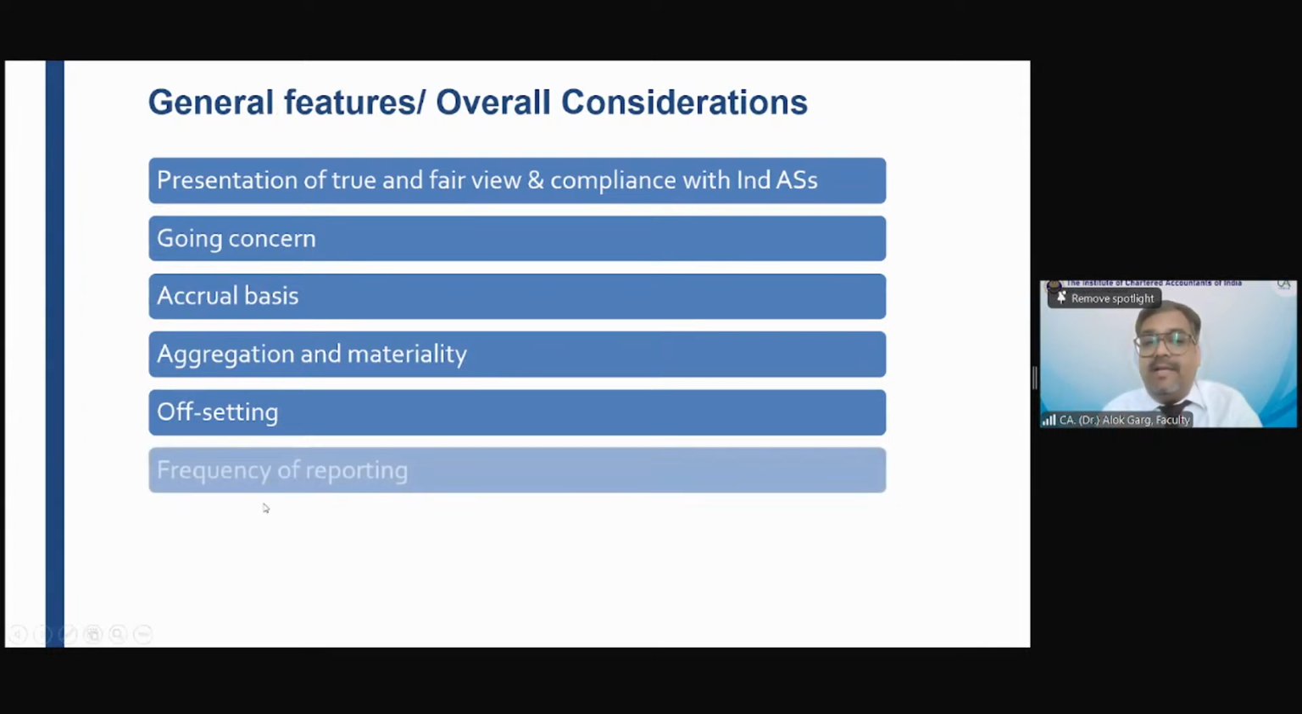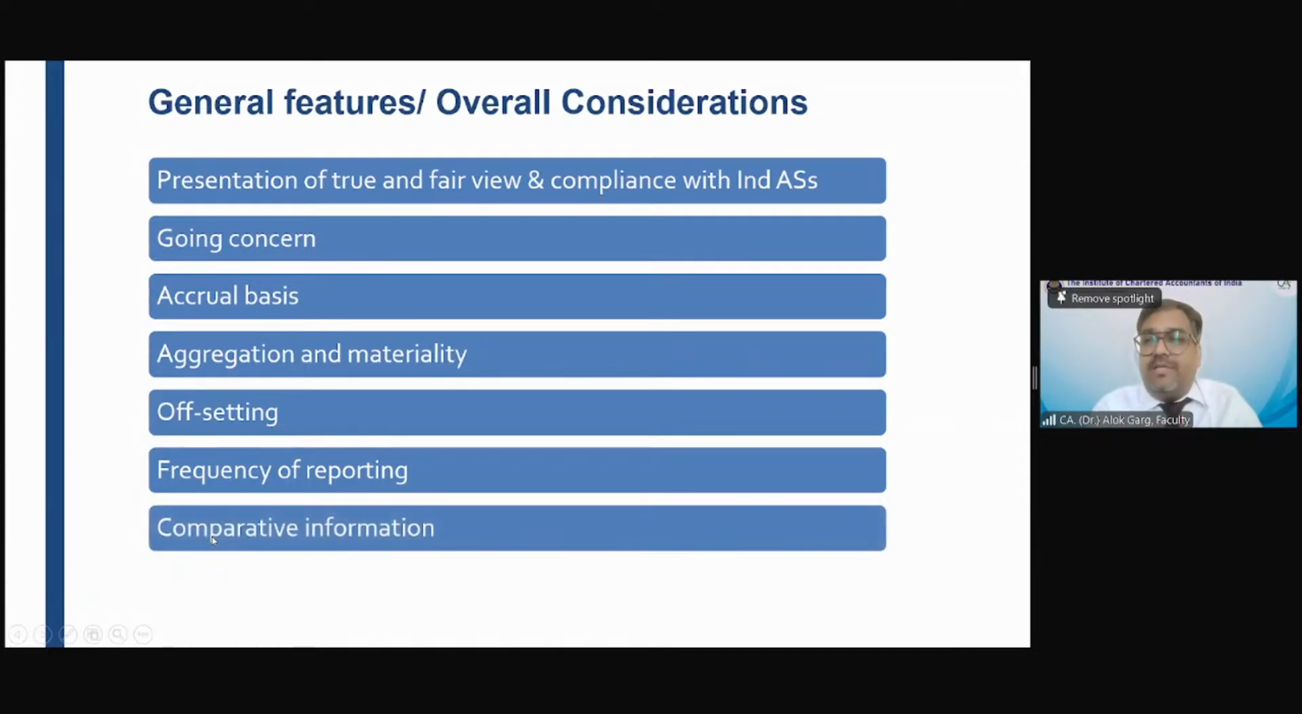Frequency of reporting. Ind AS 1 says that the financial statements have to be prepared at least once a year. So there has to be a set yearly frequency. It has to be for a year. Comparative information. At least 1 year comparative has to be given.